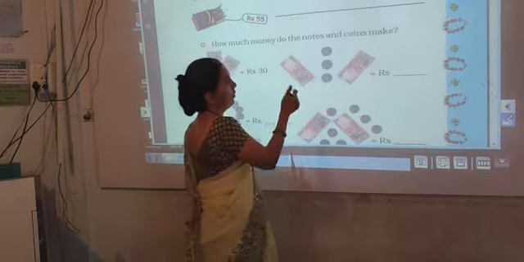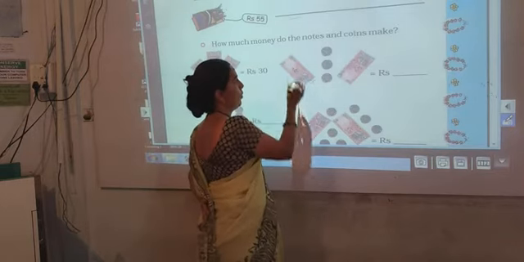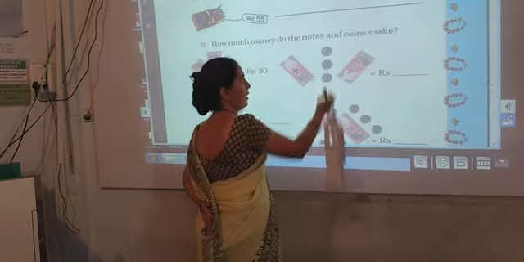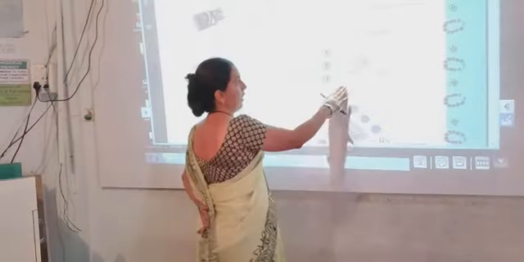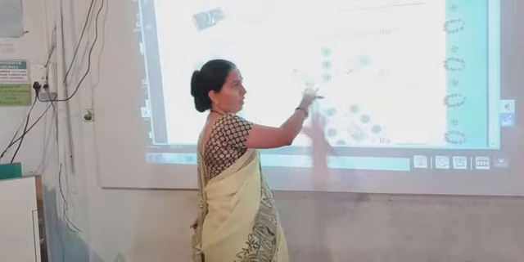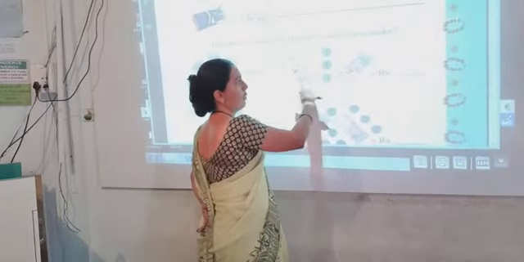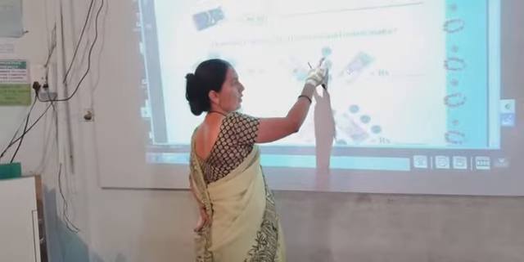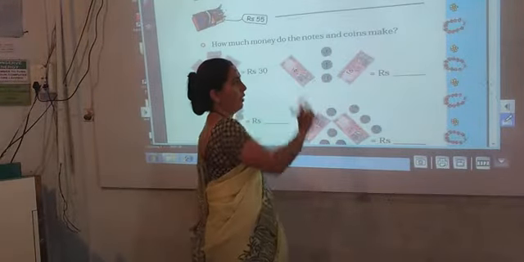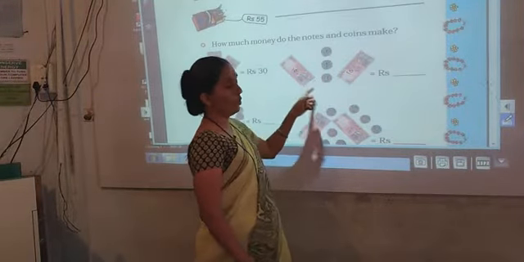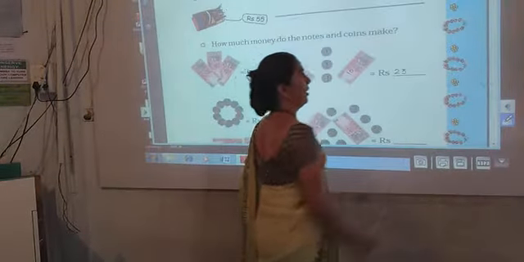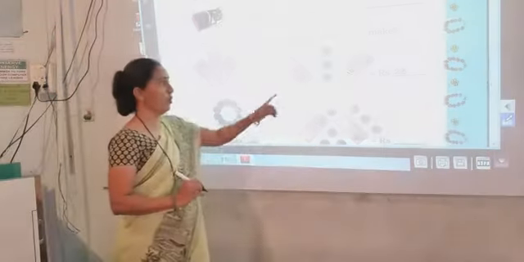Now in a similar way, this is the note of 10 rupees. Again this is the note of 10 rupees. These are the coins of rupees 1. 10 plus 10, how much? 2 notes of 10 rupees will make 20 rupees. 10, 20, 21, 22, 23. So these coins and notes will make rupees 23. You also write in your book.